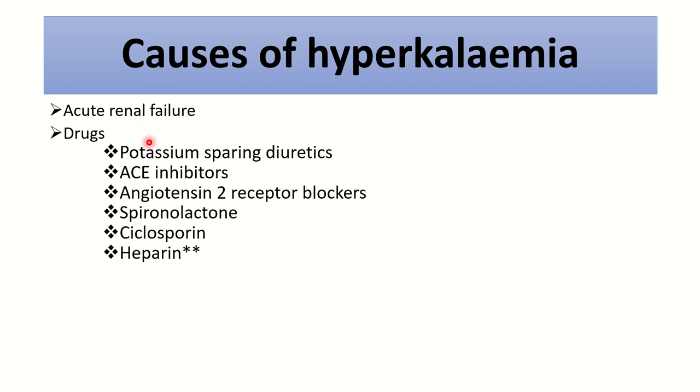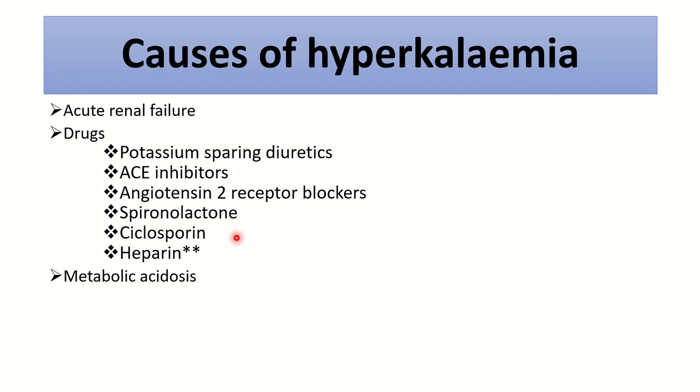And here we can see some drugs, and they should be memorized: potassium-sparing diuretics, ACE inhibitors, angiotensin 2 receptor blockers, spironolactone, cyclosporin, and heparin. So these drugs are the most important causes of hyperkalemia.